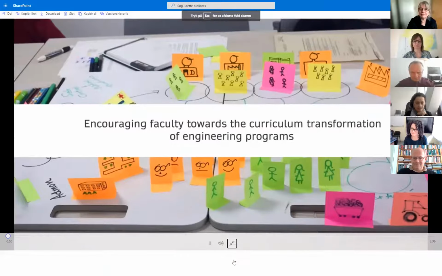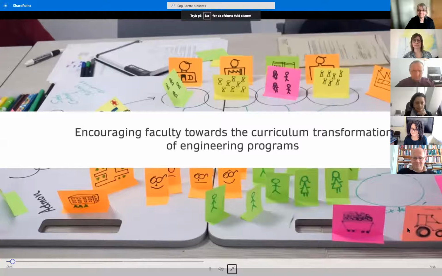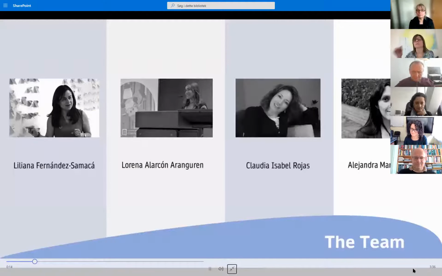Good morning, good afternoon. It's a pleasure for me to participate in this event. I am Liliana and I am going to present the work entitled Encouraging Faculty Towards the Curriculum Transformation of Engineering Programs. This is the team that helped us to carry out this experience, Lorena and Claudia. They are industrial designers, and Alejandra and me, we are electronics engineers.